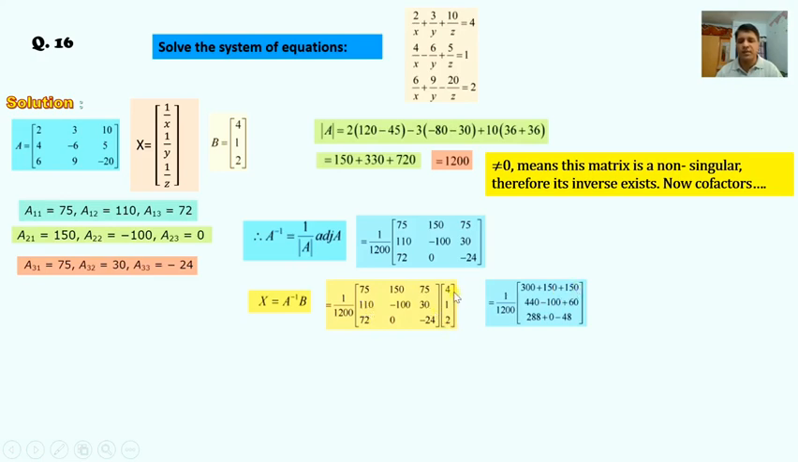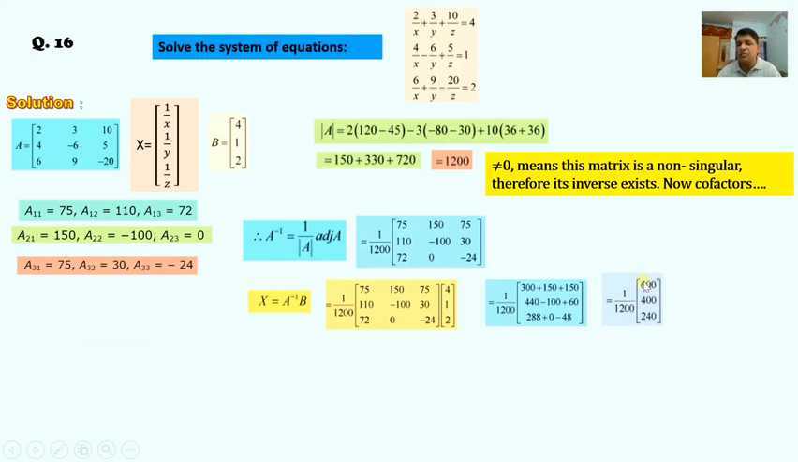Second row, 110 into 4, 440, minus 100 into 1, minus 100, 30 into 2, 60. And the third one is 72 into 4, 288, and 0 into 1, 0, and minus 24 into 2, minus 48. So this is equal to 1 upon 1200, 300 plus 300, 600, 440 minus 100, 340, plus 60, 400, 288 minus 48 is equal to 240.